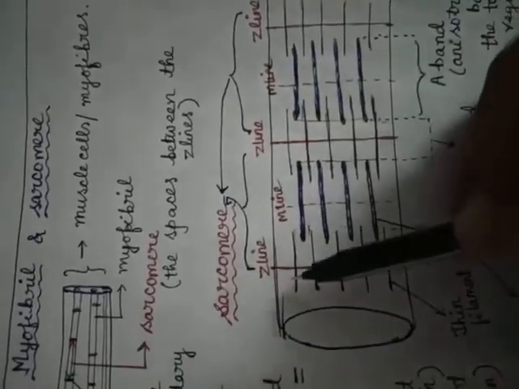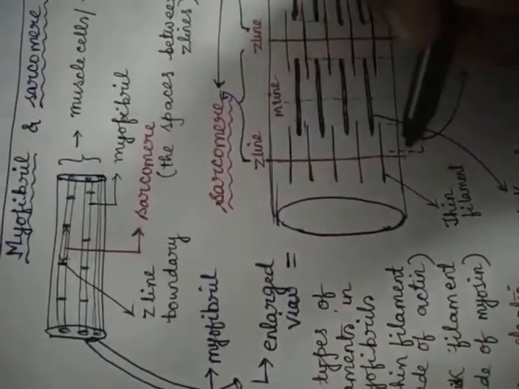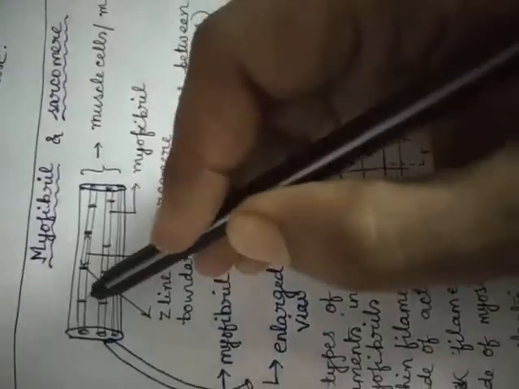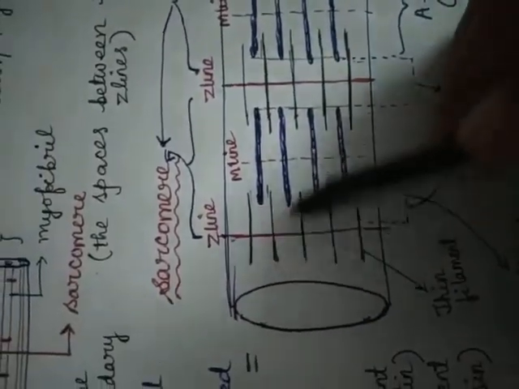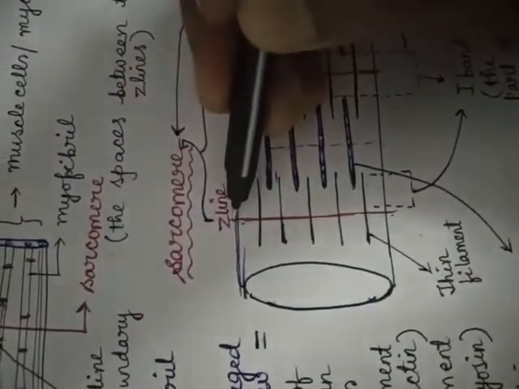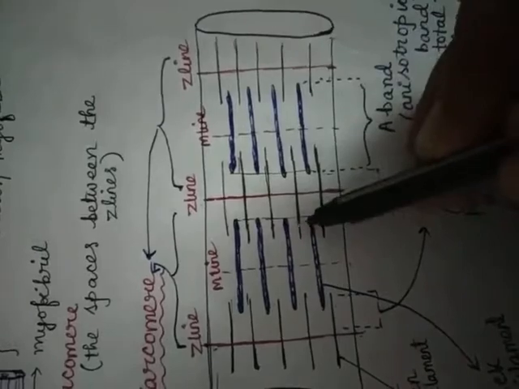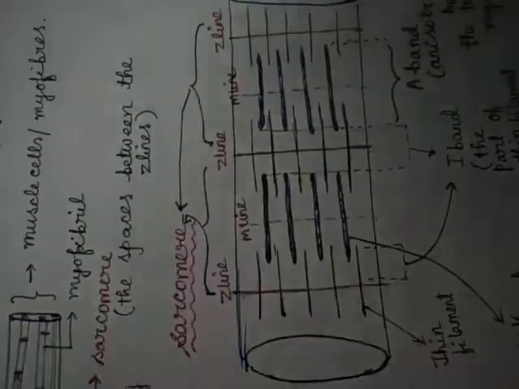In between these thin filaments, a straight connective tissue layer is present, called the Z line. Here I have already shown this is the Z line. Towards the middle portion of the thin filament, the Z line is present. Here also a Z line is present, and here also. These are the thin filaments, made up mainly of actin protein. Clear up to this point?